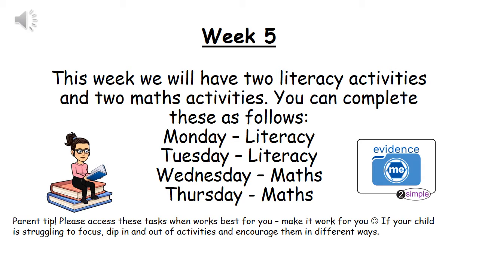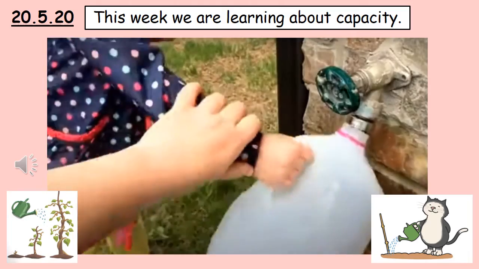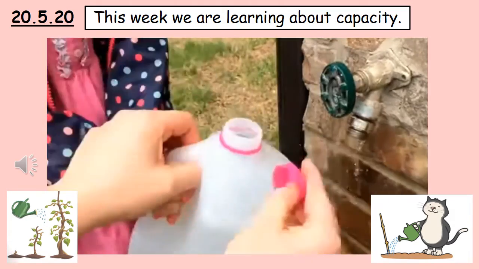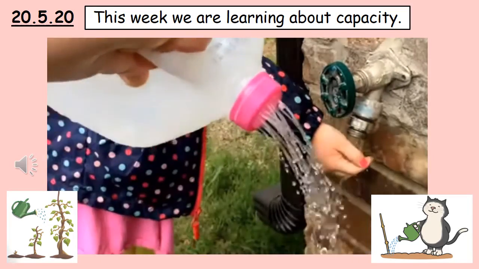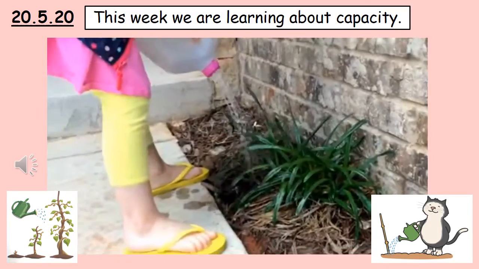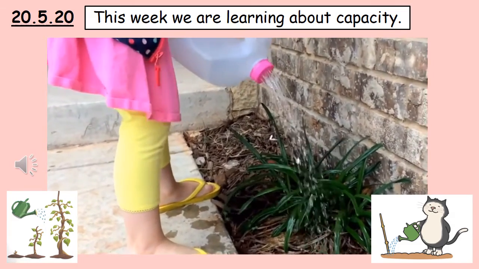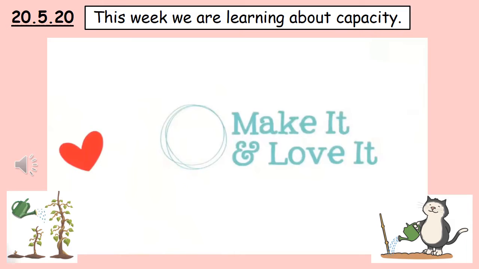This week in maths we will be learning about capacity and how much liquid different containers can hold. In Jasper's beanstalk we see that Jasper waters the ground to help his bean to grow. Have you watered any plants at home? Maybe you have some on your windowsill. Have a look at the little girl in this video watering the plants in her garden, and we will think about how much water can be held in different containers on the next part of the video.